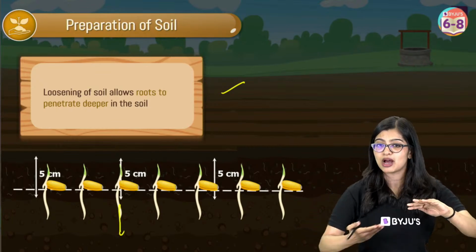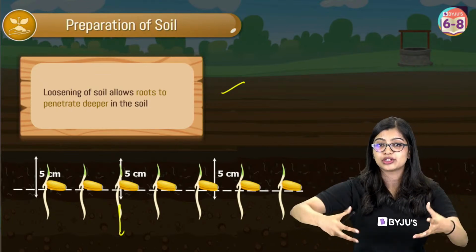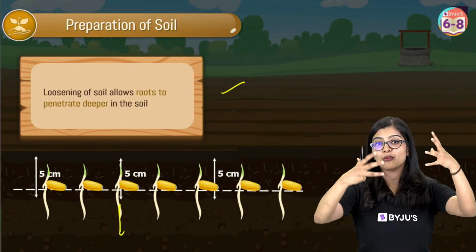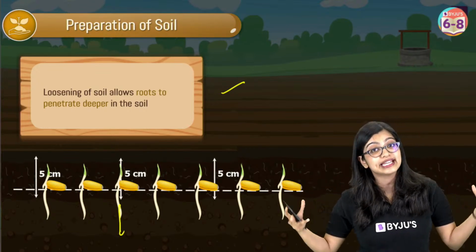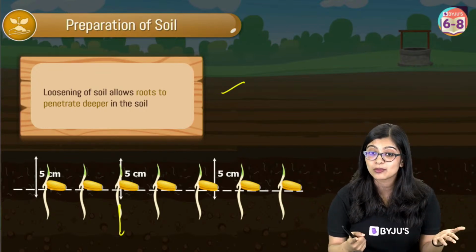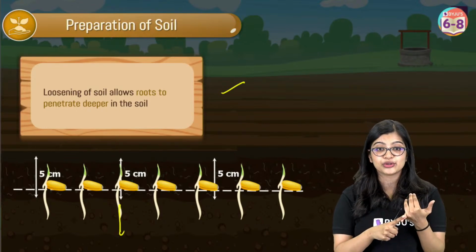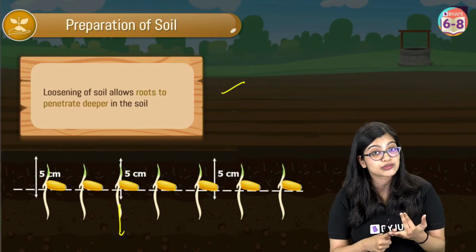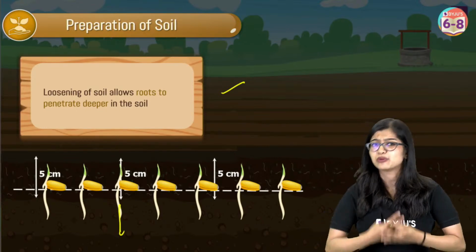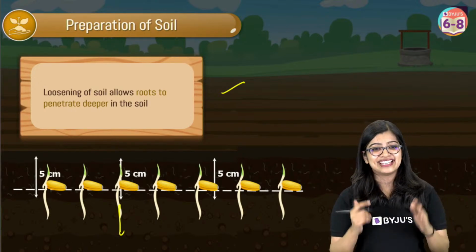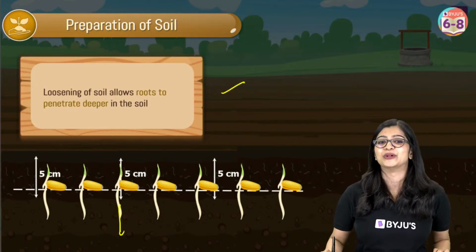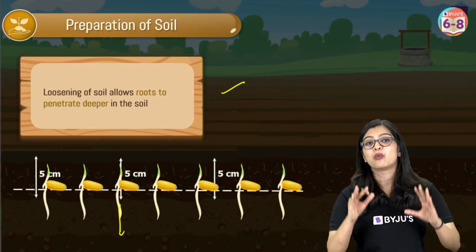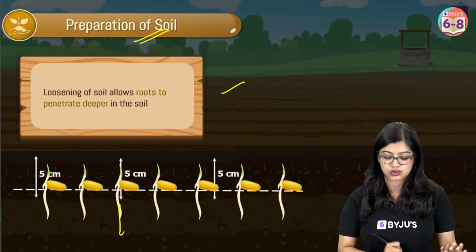Because as you plough, or as you loosen it, the nutrients which are settled at the bottom will come on top and it will be evenly distributed. And along with that, the availability of nutrients will increase. The roots of the plants would be able to breathe. It will be able to absorb water. Yes, wonderful, Jayashri, wonderful. So this is exactly why we require to prepare the soil.